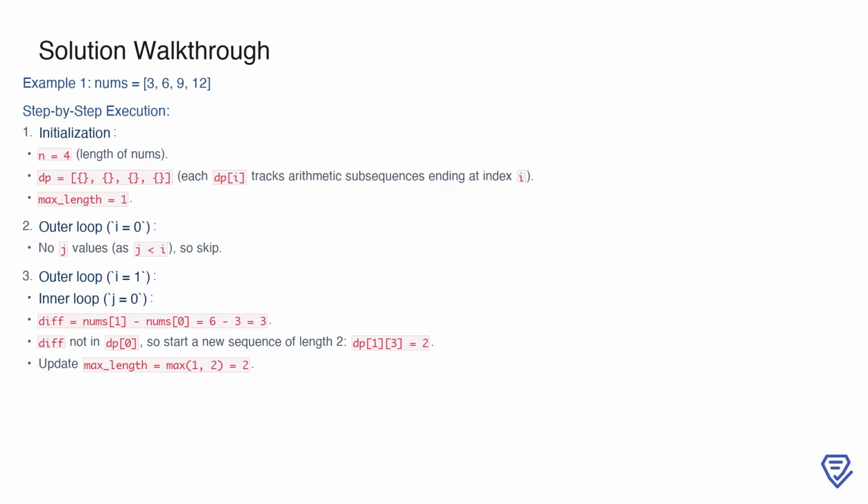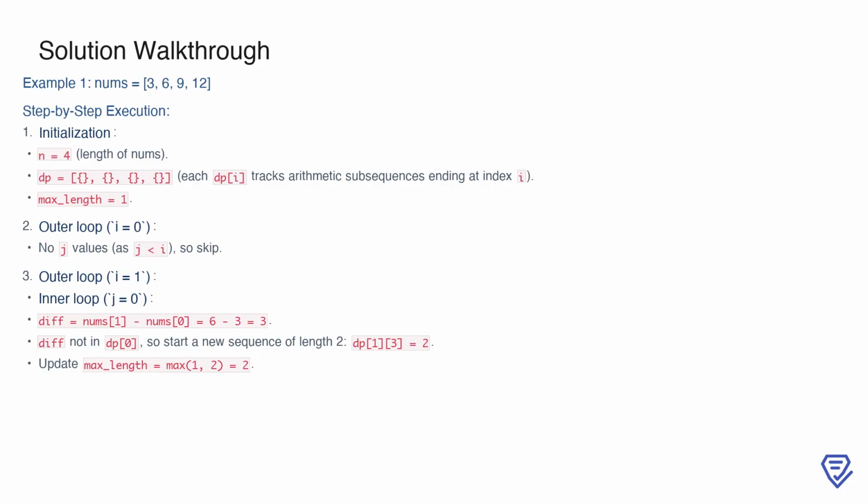Starting with the first example, nums equals 3, 6, 9, 12, we initialize n to 4, which is the length of the array, and create a DP array with 4 empty dictionaries. Each dp[i] will store the difference of the arithmetic subsequence as a key and its length as the value. We also initialize max_length to 1, as the minimum subsequence length is 1.